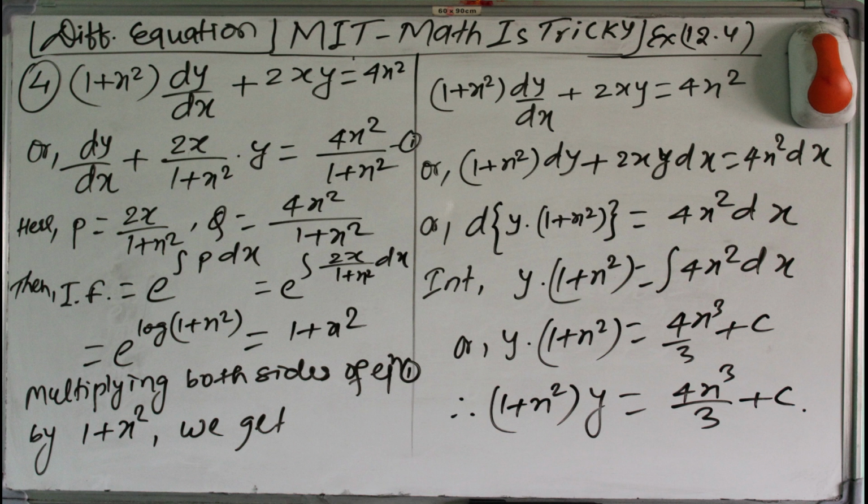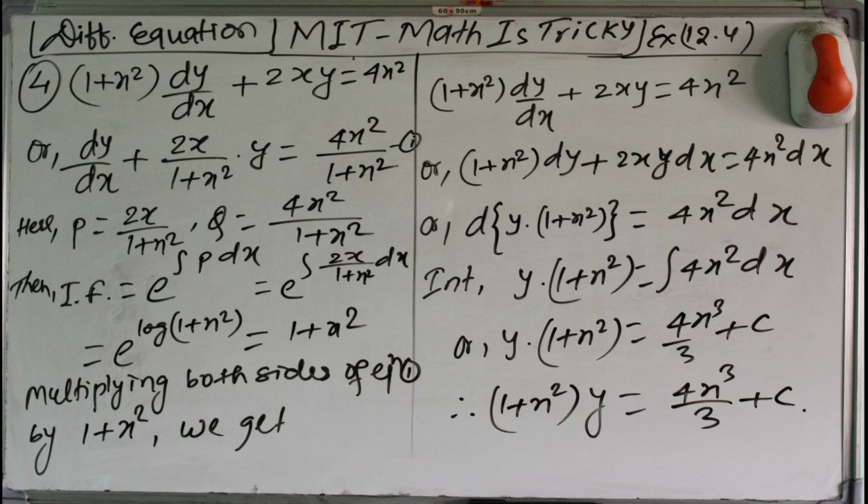By comparing this with the linear form, we get P = 2x/(1 + x²) and Q = 4x²/(1 + x²). Now let's find the integrating factor by the formula e^(∫P dx). From that we get e^(∫2x/(1 + x²) dx). In this case the derivative of 1 + x² is 2x, so the integral is log(1 + x²).